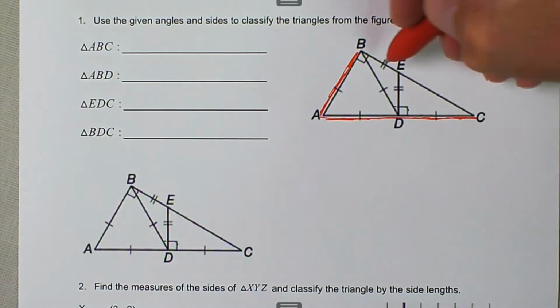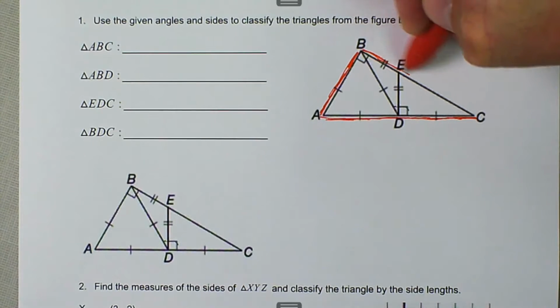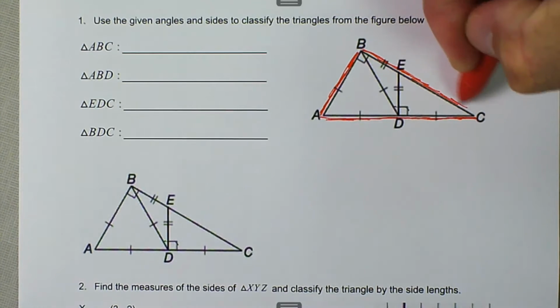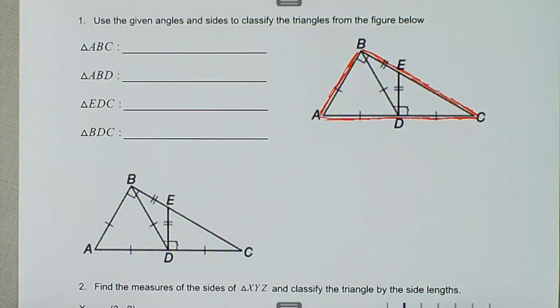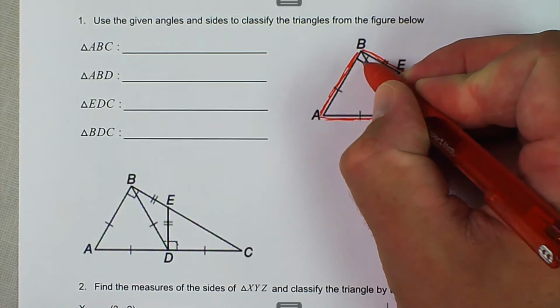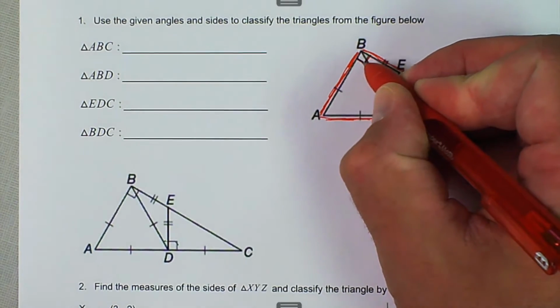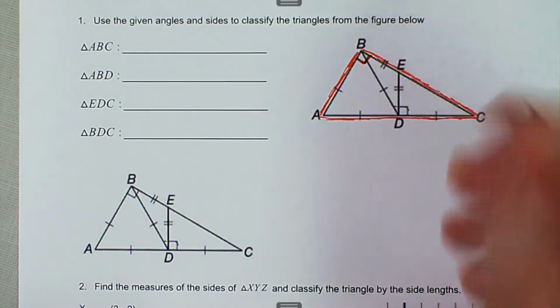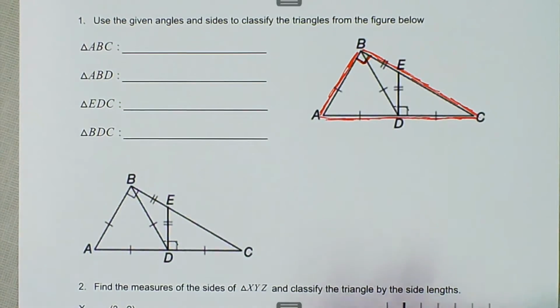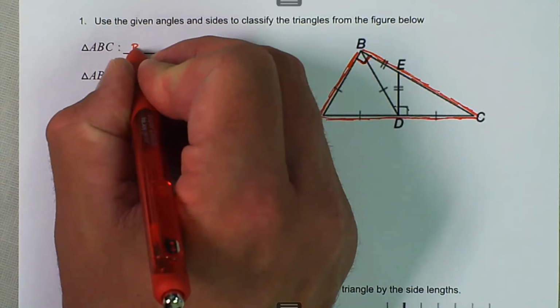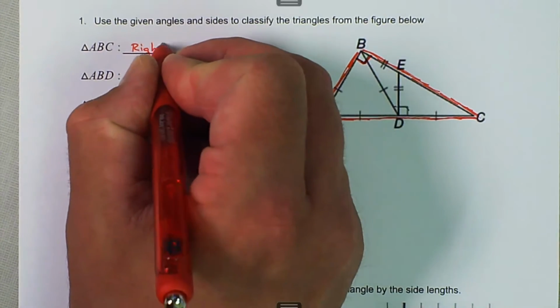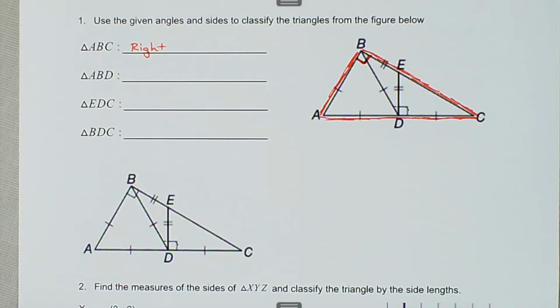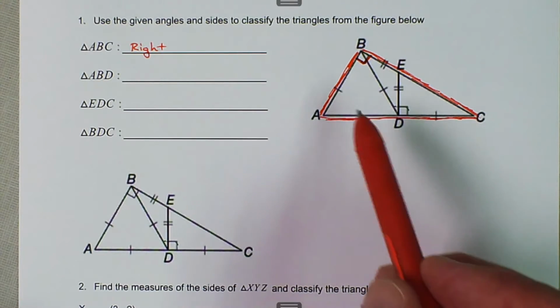And we can take a look and see what we have marked. So if we pay attention to the angles first, we can see that we have a right angle here. So right away, we know that this is going to be a right triangle. So that's the right angle. And now let's take a look at the sides to see if we can come up with any more information.